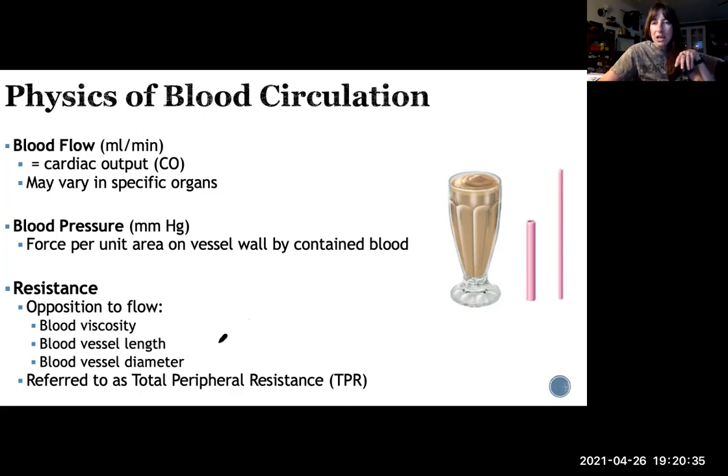The blood vessel length. So the length of the vessel is going to determine how much resistance it poses to the flow of blood. Much longer vessels are going to impose more friction or more resistance to that blood flow. And then the diameter of the blood vessel is also going to contribute to how much opposition it poses to blood flow. A big, wide vessel with a large diameter is going to offer less resistance to blood flow than a very narrow vessel.